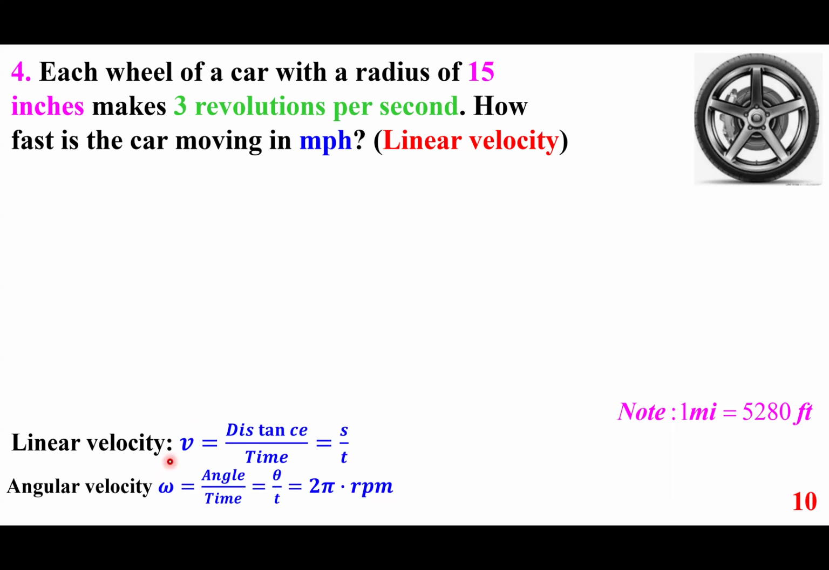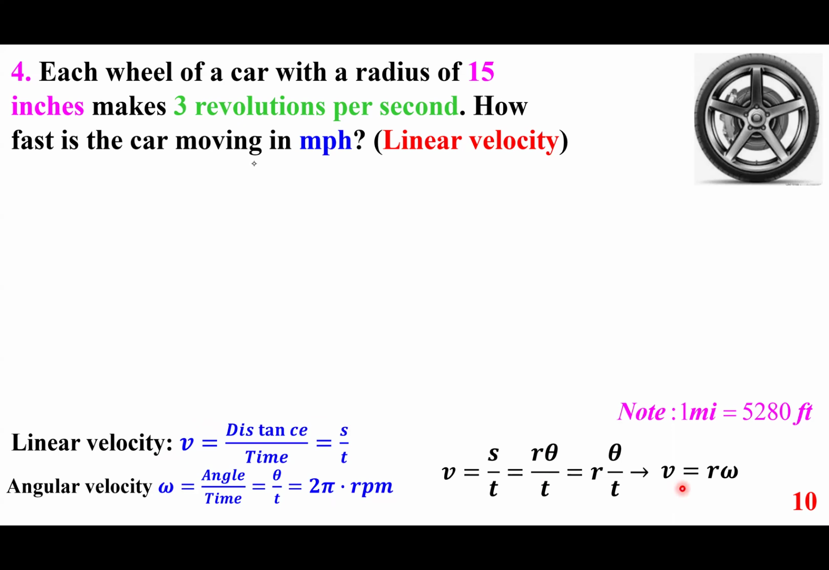All you have to do, so okay, velocity is S over T, and we know S is R theta. So let's replace the S with R theta and write it as R theta over T. Theta over T is omega, so V equals R omega. Okay, so that becomes fairly nice and easy.